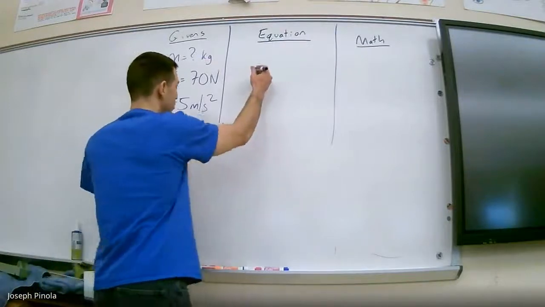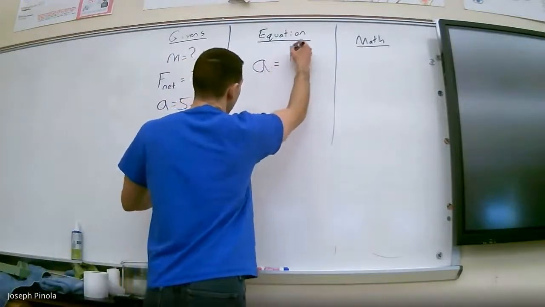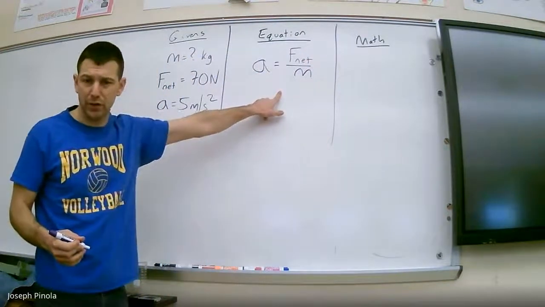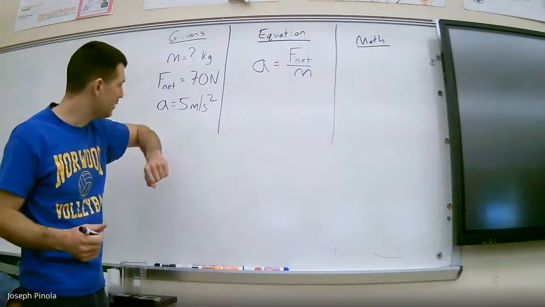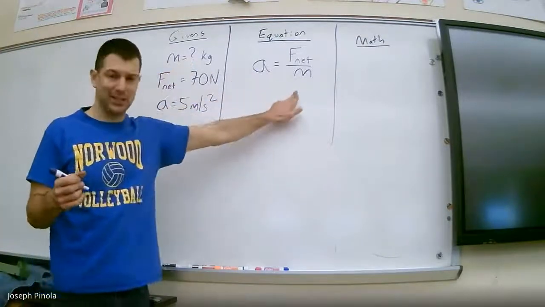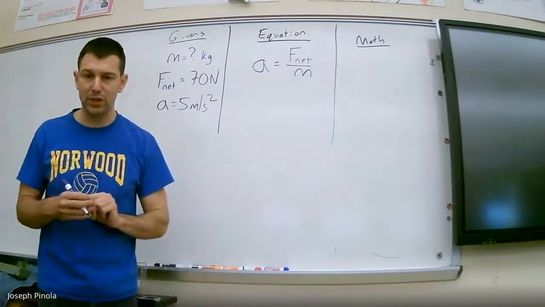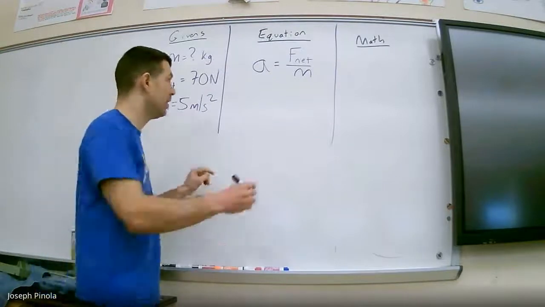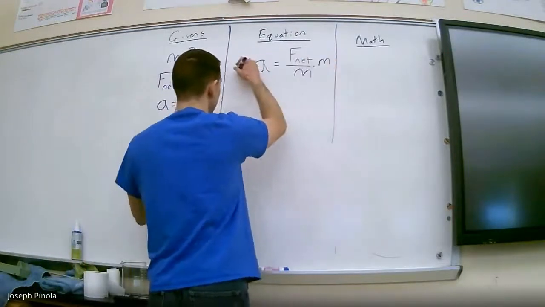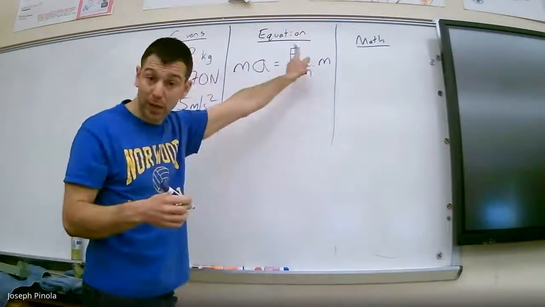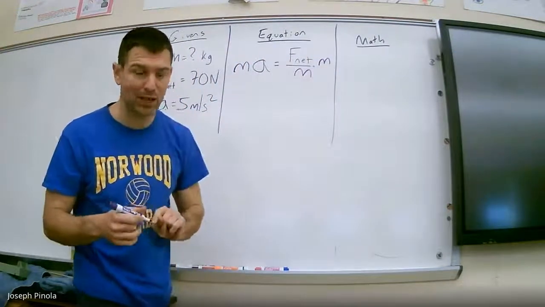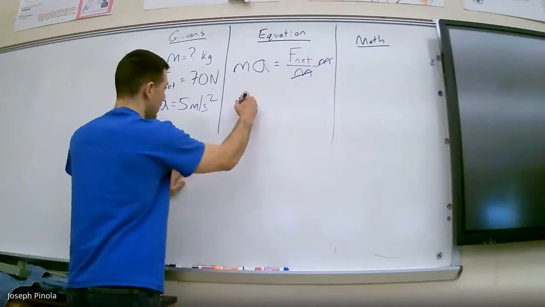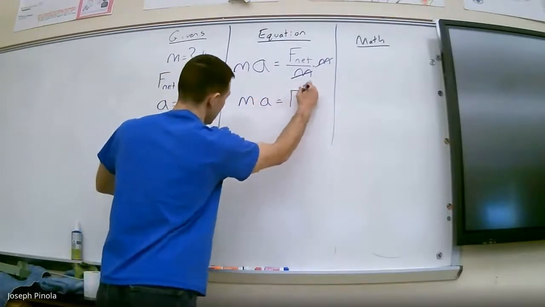So let's go to our equation. We're going to go to the same one we did before: a equals F net divided by m. This is the mathematical expression of Newton's second law. And we might notice that m is not by itself. So the first thing we need to do is get rid of the fraction. Remember, we get rid of the fraction by multiplying what's on the bottom. Don't be tempted to multiply by F net. Don't multiply by what's on top. Multiply by what's on the bottom. The m's cancel out, and we now have m times a equals F net.